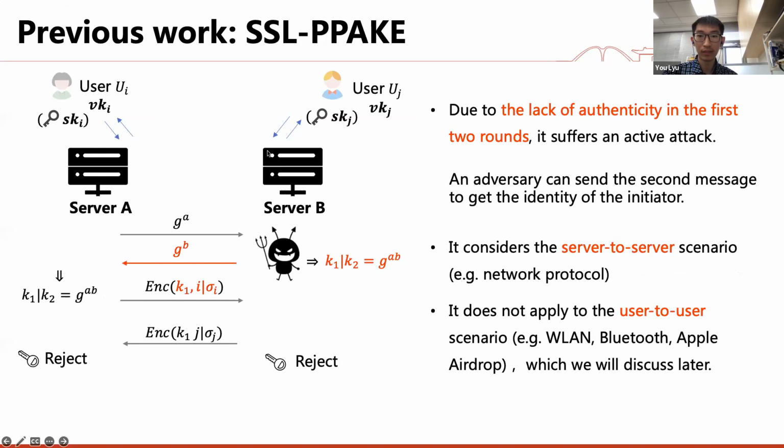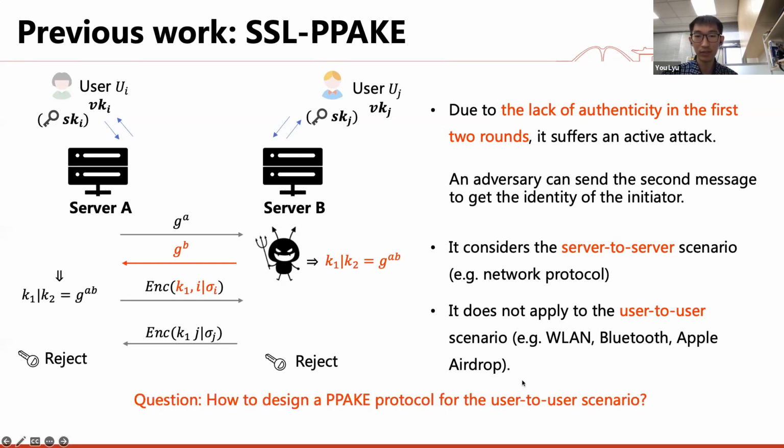However, due to the lack of authenticity in the first two rounds, it suffers an active attack. If an adversary modifies the second message, then it shares the same Diffie-Hellman key with the initiator. After the initiator sends the third message, the adversary can decrypt the ciphertext and get the identity of the initiator. Besides, SSL PPAKE considers the server-to-server scenario and does not apply to the user-to-user scenario, like the scenario of WLAN, Bluetooth, or Apple's AirDrop.